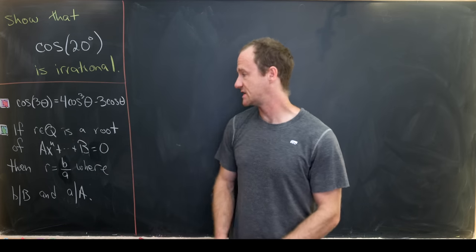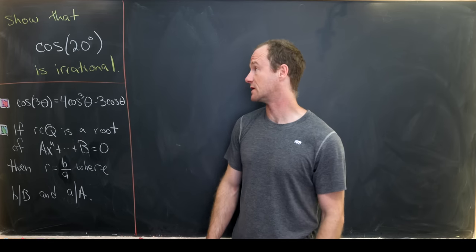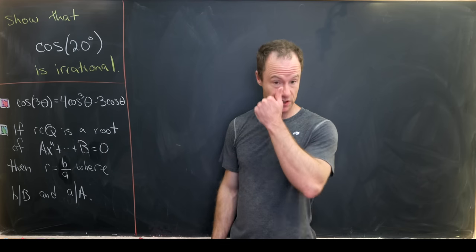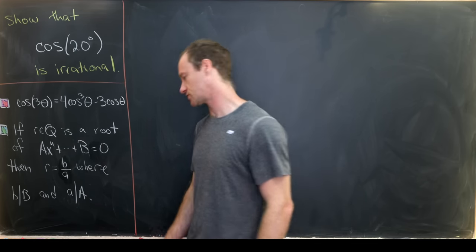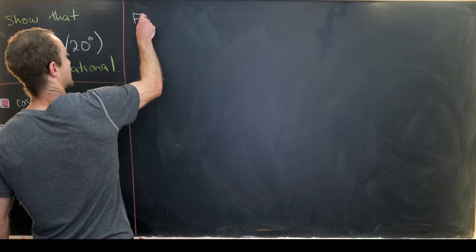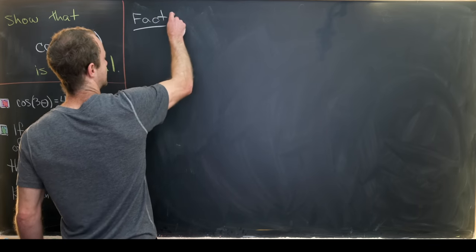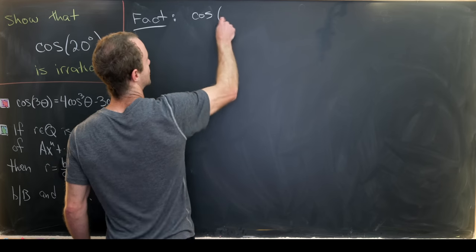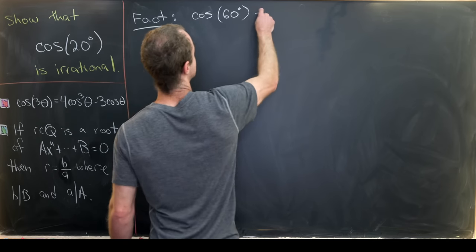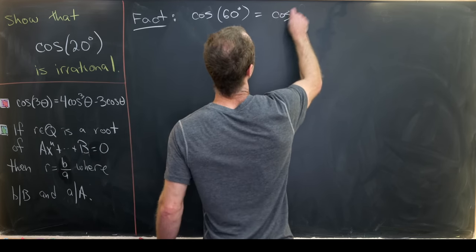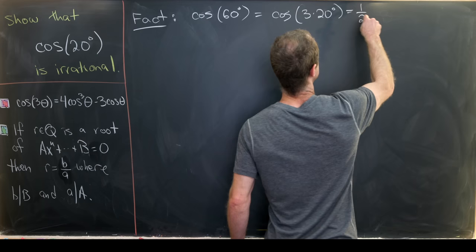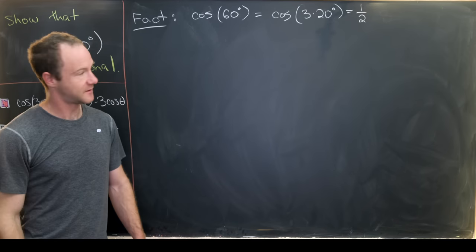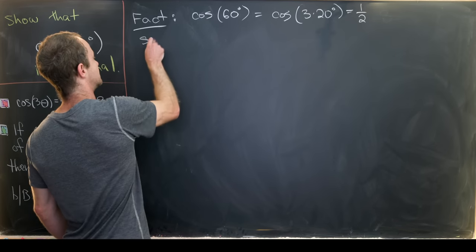Now we're ready to finish this thing off since we've got these tools built. So, like I said, we're going to show that the cosine of 20 degrees is irrational, and we're going to use the following fact like we talked about originally, which is the cosine of 60 degrees, which is equal to, obviously, the cosine of 3 times 20 degrees, is equal to 1/2. Okay, so now let's introduce some notation.